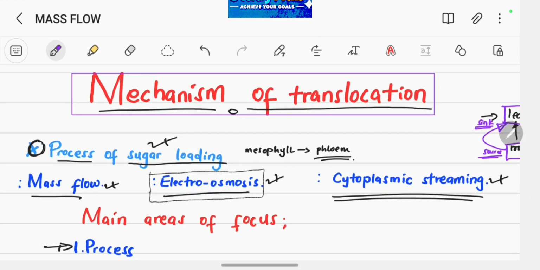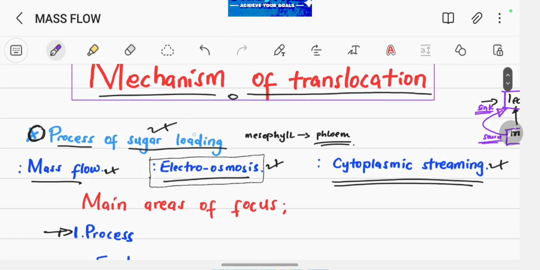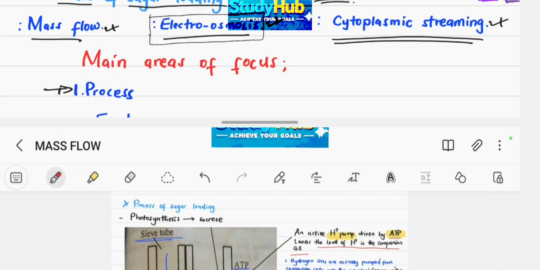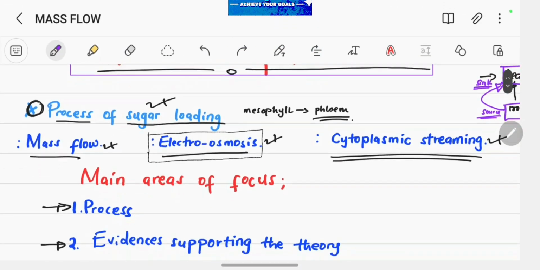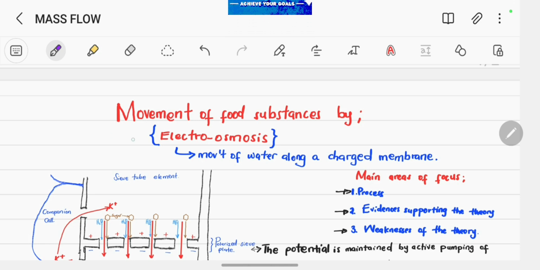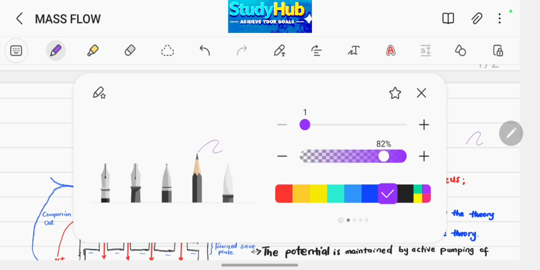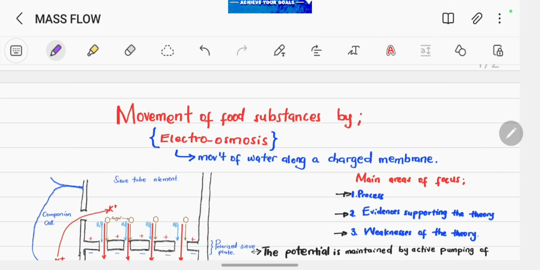In this subtopic, we've covered the process of sugar loading, and we are moving on to electroosmosis. Within electroosmosis, we shall look at our definition. Electroosmosis is movement of water along a charged membrane.